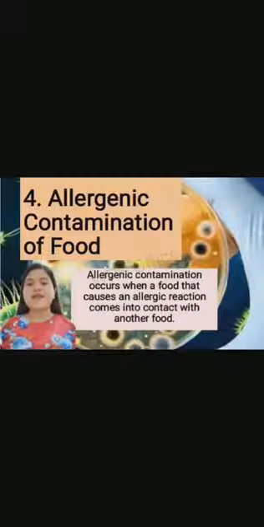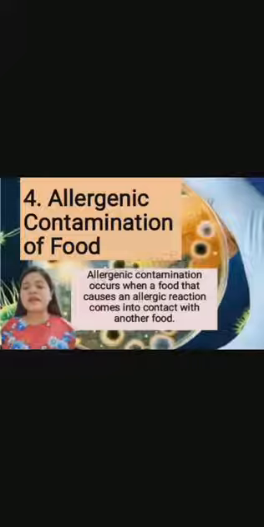Let's move to the last type of food contamination. And the last type is the allergenic contamination of food. When you say allergenic, it is medically defined as any substance, often some kind of protein, that triggers an allergic reaction in a person who is sensitive to it, or any substance capable of inducing an allergy. Allergenic contamination occurs when a food that causes an allergic reaction comes into contact with other food. For example, if the same knife used to cut the bread is then used to cut the fish.